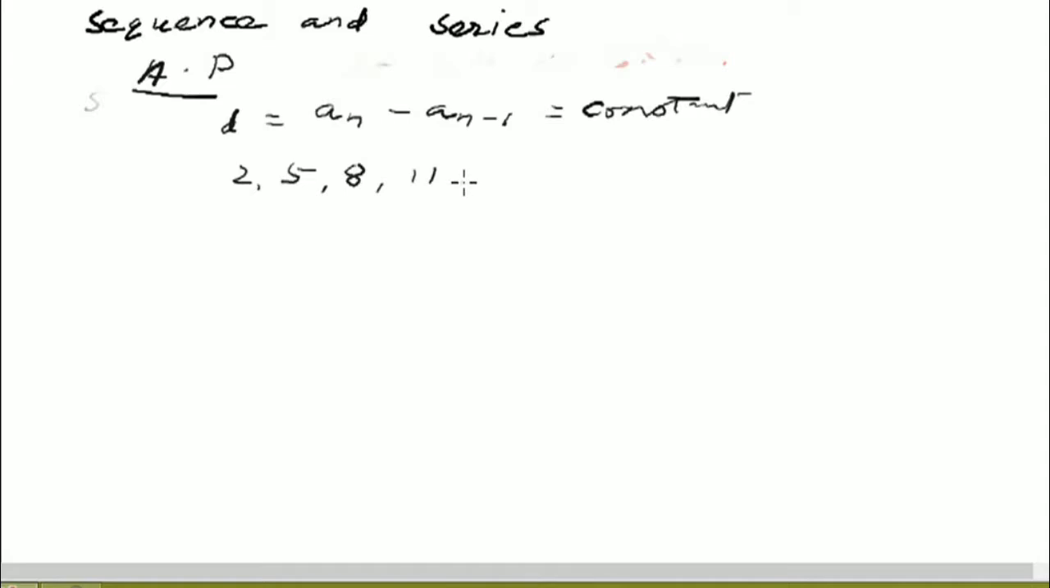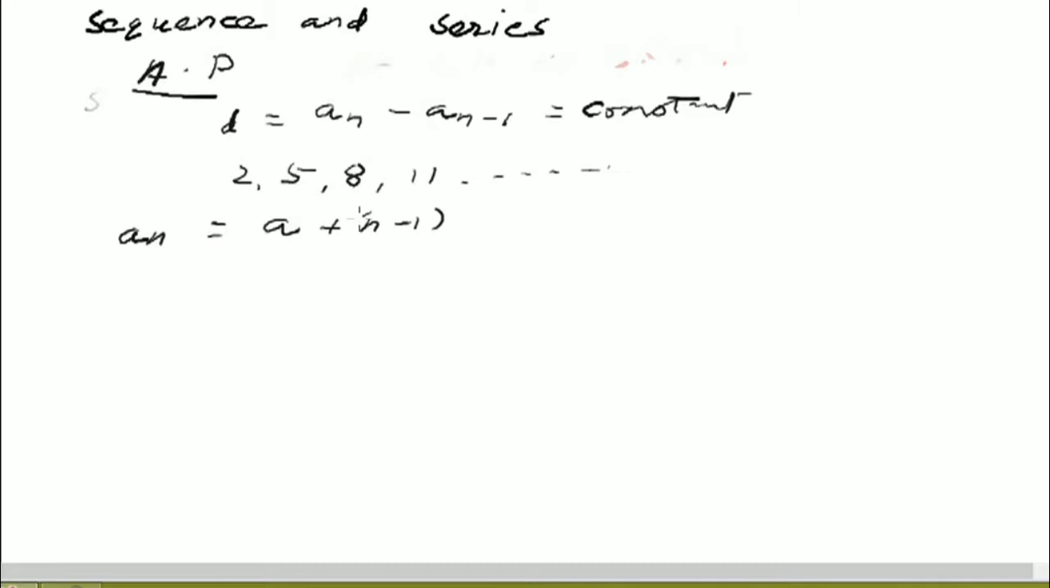Take the series 2, 5, 8, 11. See, the difference between the consecutive terms is either constant or not constant. If it is constant, it is an AP. See, the difference is 3 here between second and first, between third and second, like this.